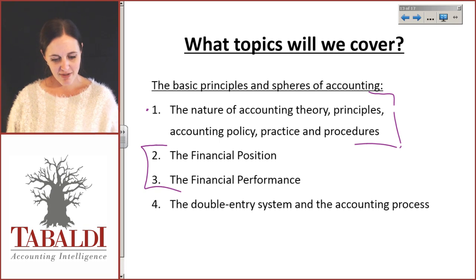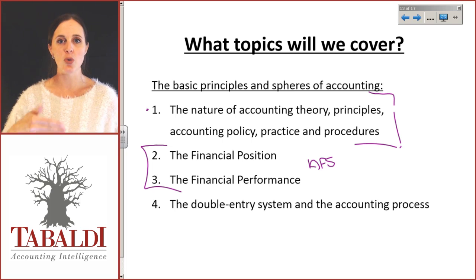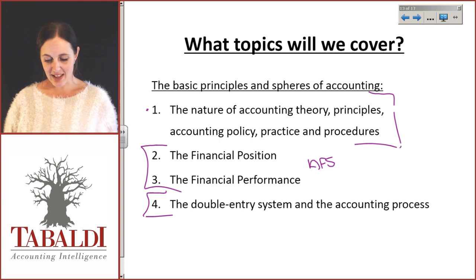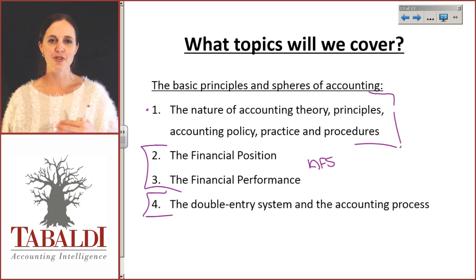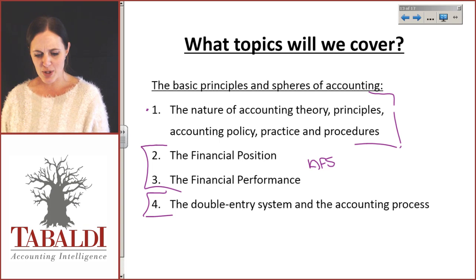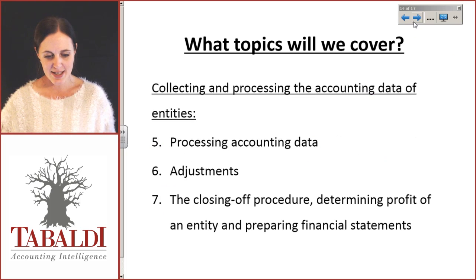Your financial position, financial performance. This is about your financial statements. This is about how we report financial information to someone else. Your double entry system and the accounting process is about creating financial information. Remember, we spoke about the difference between creating financial information and then how do we present it to others. We present it to others by creating financial statements, and we create our own financial information using the double entry system and the accounting process. So you'll be learning that.